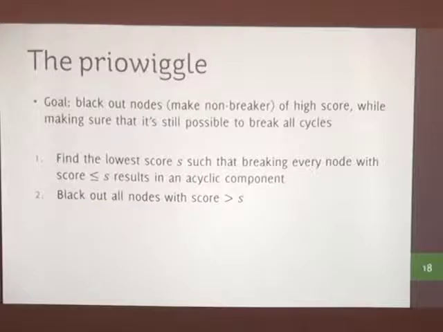The goal of the prior wiggle is to black out nodes, or deny breakability of high score nodes, while making sure that it's still possible to break all cycles. How we do this is pretty simple. We find the lowest score such that breaking every node with a score at most that results in an acyclic component, and black out all the nodes with a higher score. So basically, it's a little bit more lenient, but it's played by the same rules as GHC.